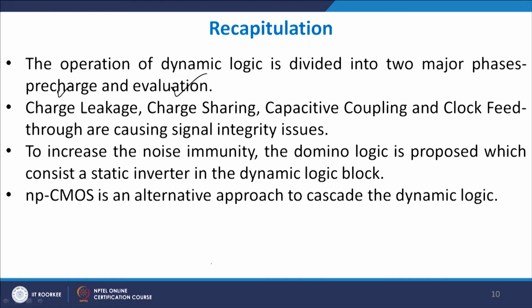What is the evaluation phase? The evaluation phase is when the clock goes to 1, your pull down transistor ME, which is the evaluation NMOS transistor, switches on, and depending on the values of A, B, C, D, the input, I can have either a 1 to 0 transition, or my output node switches from floating to a low impedance node, and it holds the value of 1 there. We do have a problem of 4 things, especially in terms of signal integrity issues: charge leakage, charge sharing, capacitive coupling, and clock feedthrough. So, these are the 4 basic problem areas.